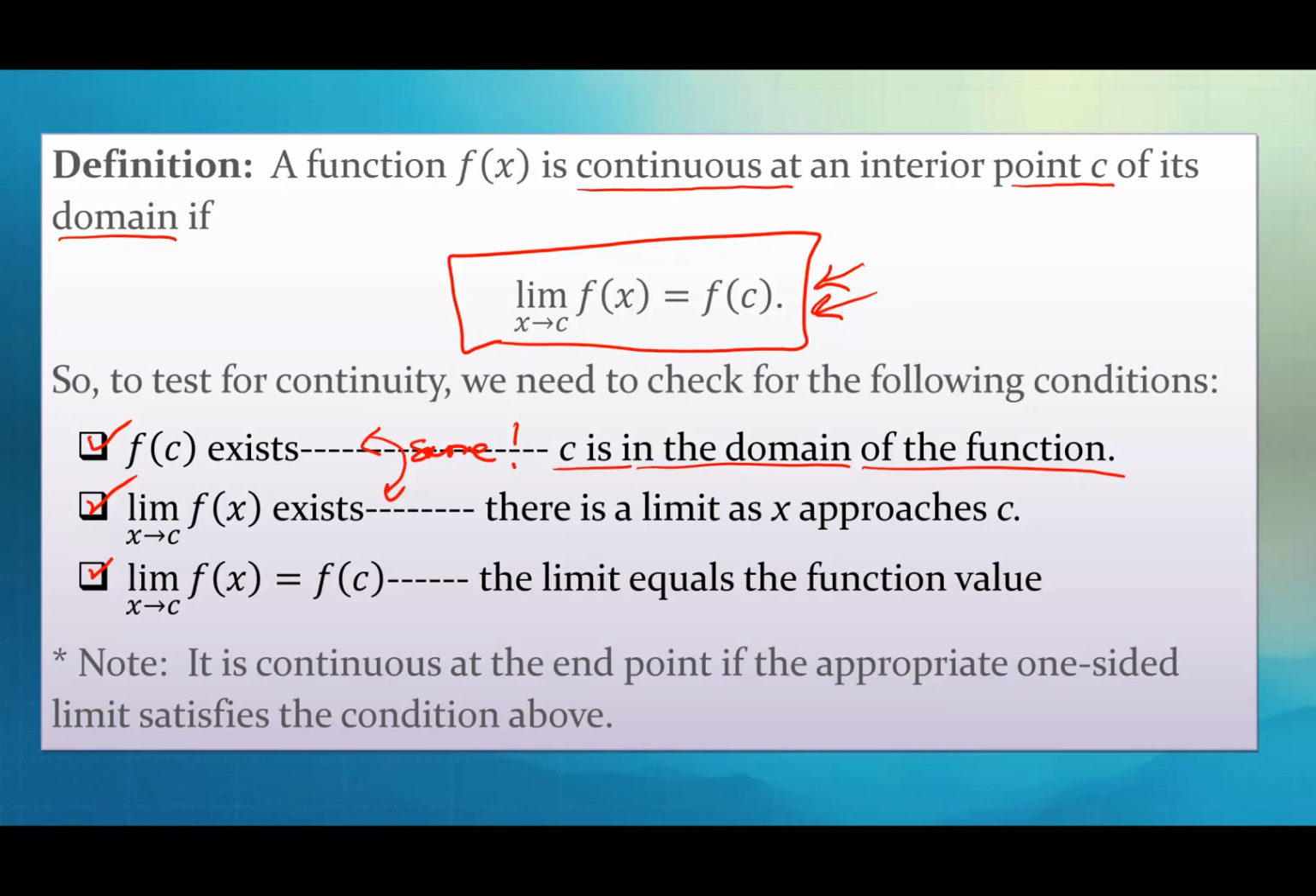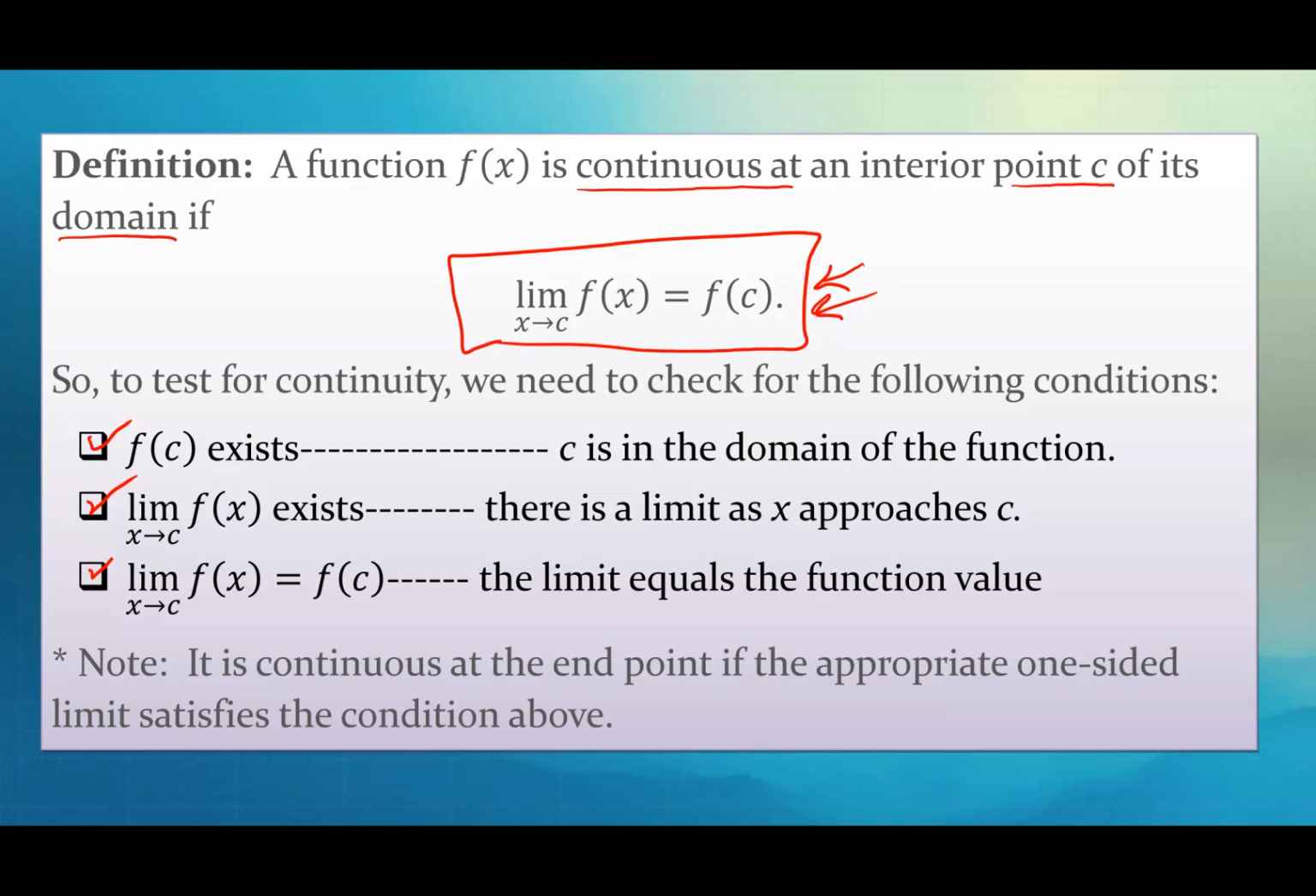Okay, so one equation definition, the limit of f of x as x approaches c is equal to f of c. But what it means for us to actually go through the criteria to check to see if the function is continuous or not is to check 3 conditions. Is there a function value at c? Is there a limit as x approaches c? And then is that limit the same as the function value?